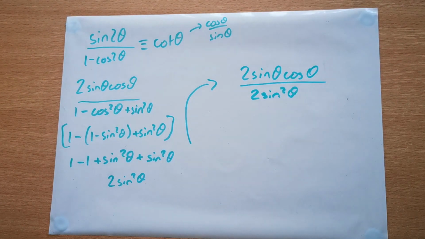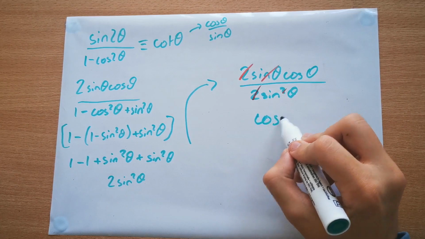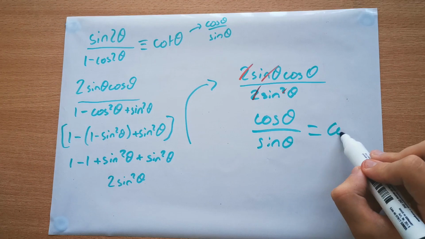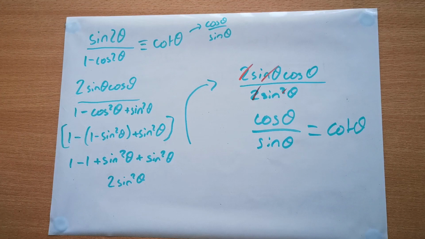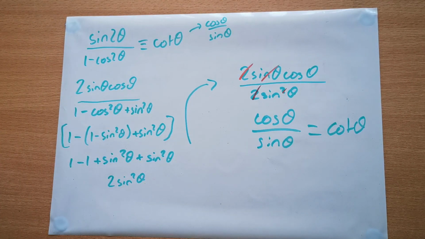Now, you can start to cancel things here. The 2s go. One of the sines is going to go with this sine, and so what you're left with is cos theta divided by sine theta, which is equal to cot theta, as we wanted to find up at the top. And that is an identity. There are loads of other ones. You just have to be careful to sub in these correctly. One with tan can get quite interesting, because there's a lot of lines and things like that. But those are identities.